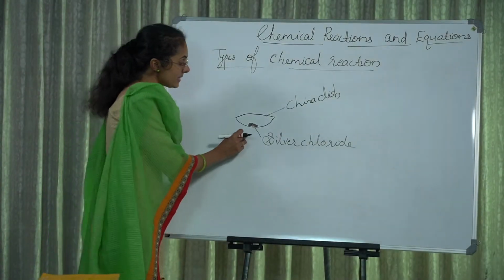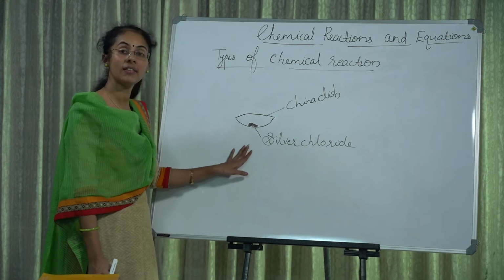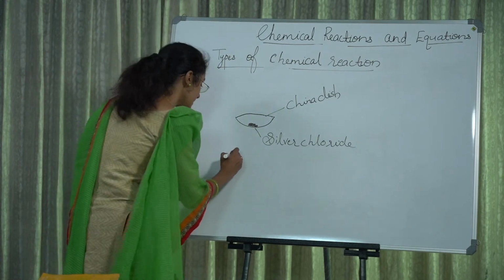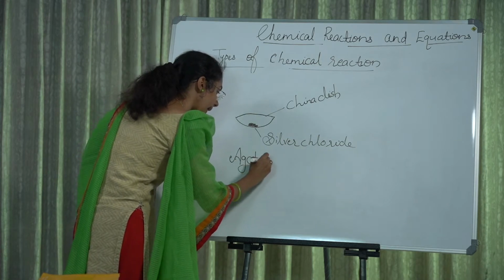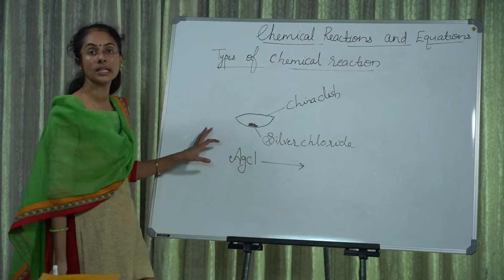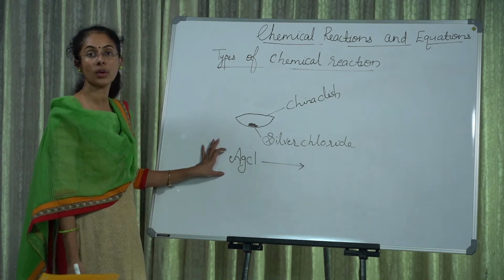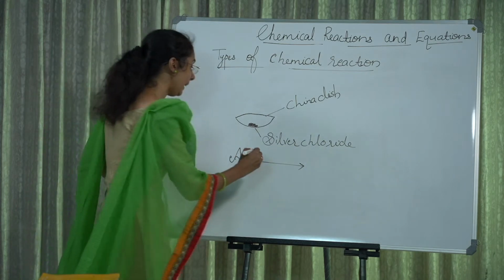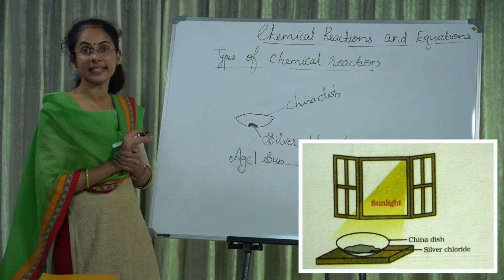Take some silver chloride in a china dish. What is the chemical formula of silver chloride? AgCl. In this, the silver chloride is in white color.